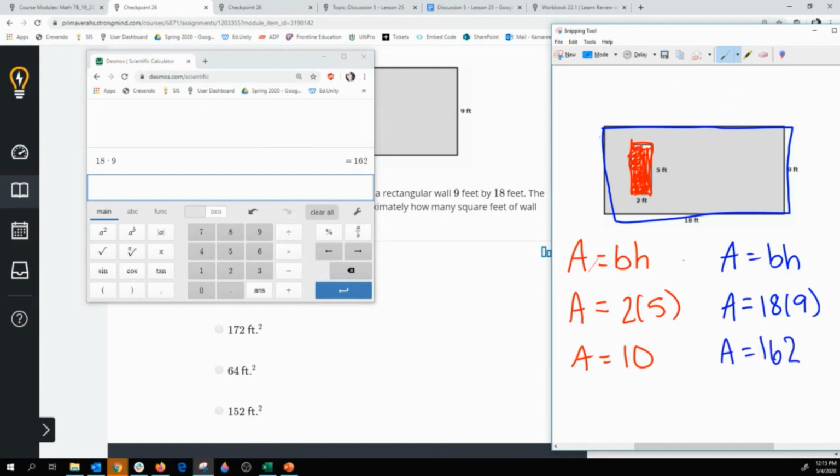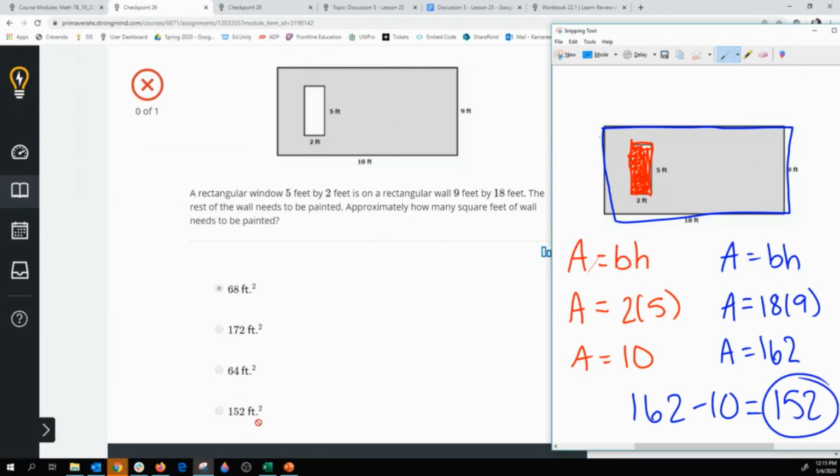And then to figure out what we would have to paint, we don't want to paint the area of that window, so let's take it out. So we have 162 minus 10, which would give me 152. So the square feet of the wall that needs to be painted would be 152 square feet.